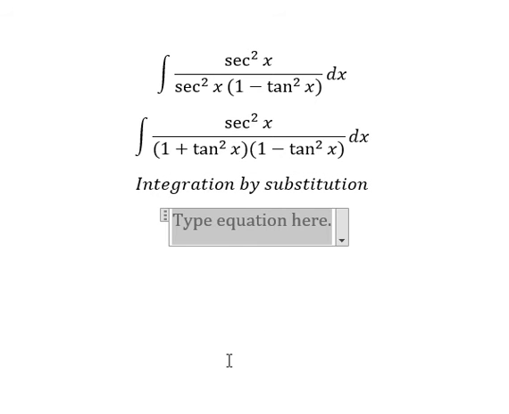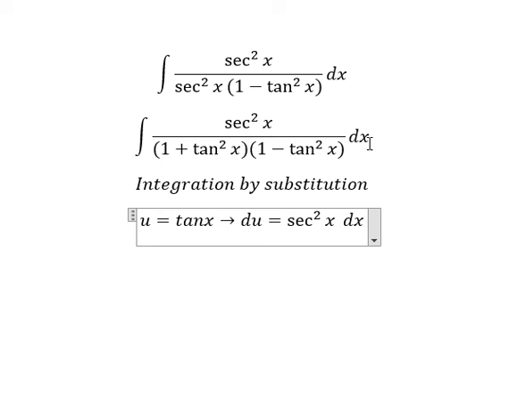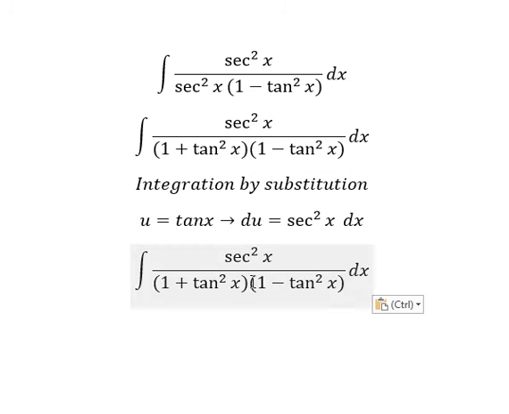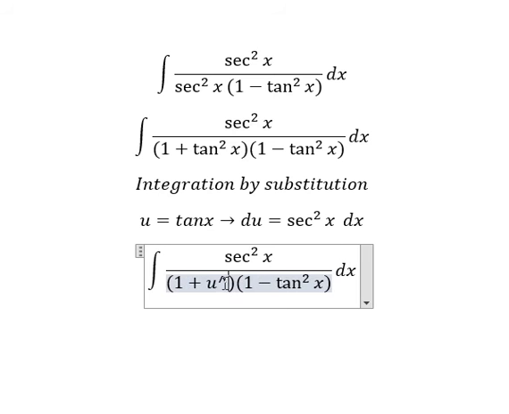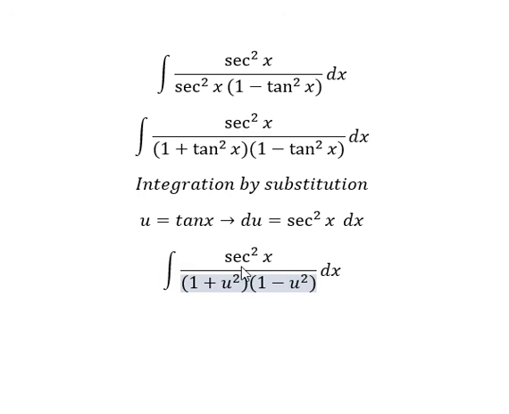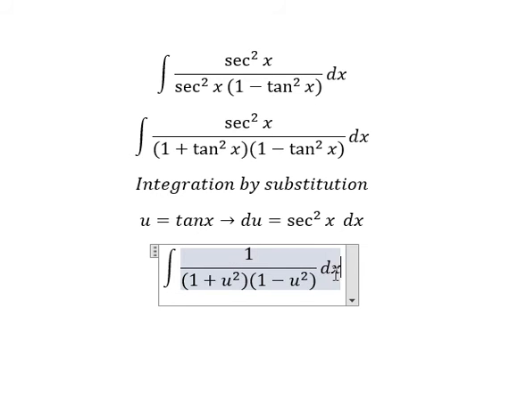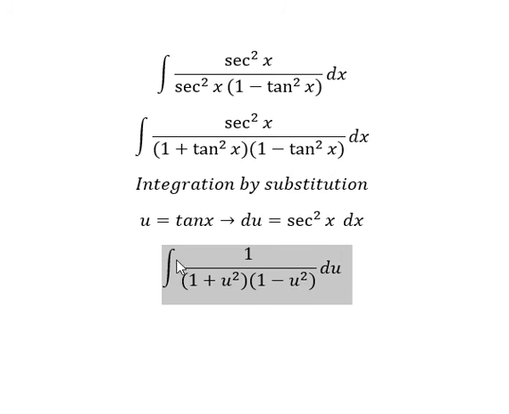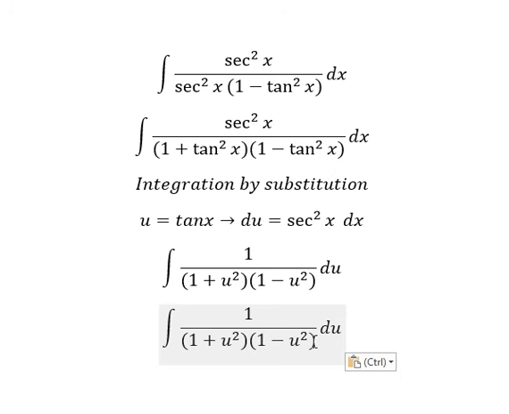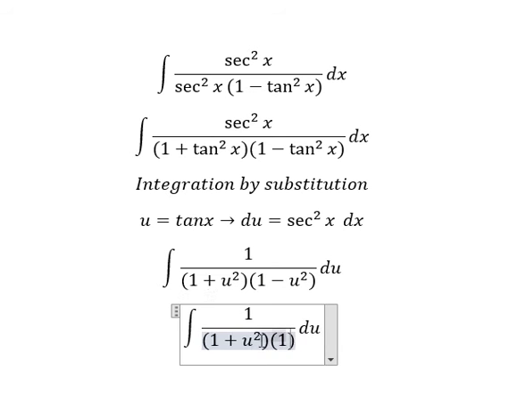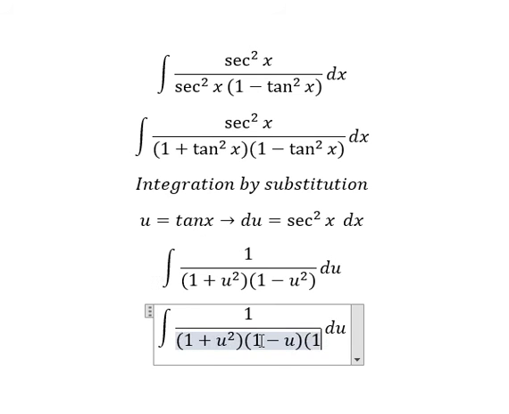So I will put u equal to tan s. So we take the first derivative of both sides. We have secant of s squared ds. So this one we have u squared. This one we have u squared. Secant of s squared ds we change to du. One minus u squared, we can put 1 minus u multiplied by 1 plus u.